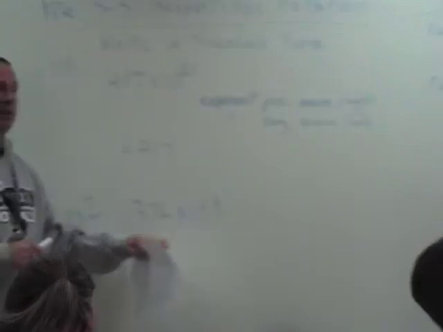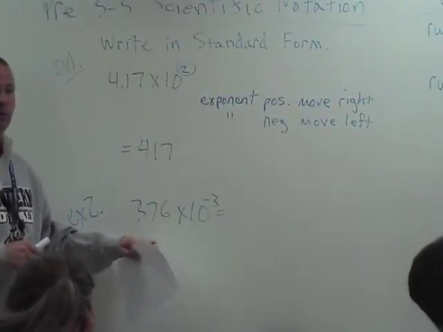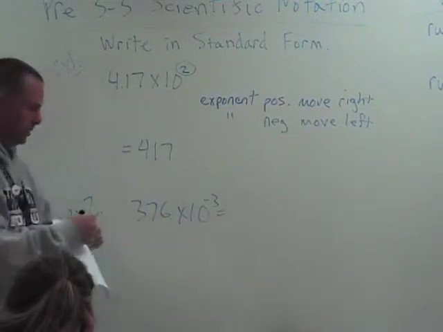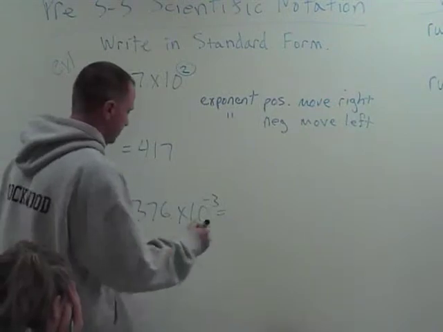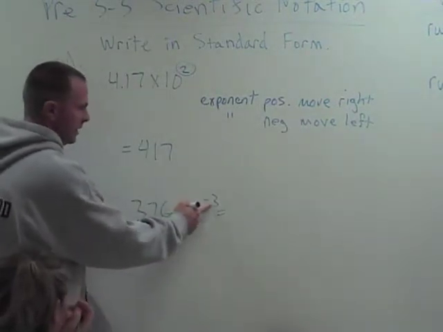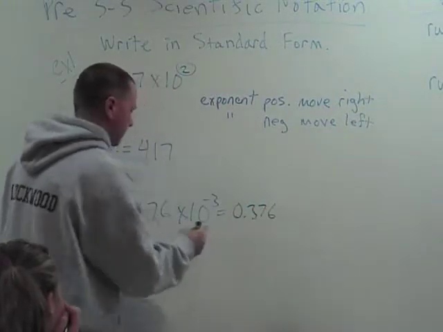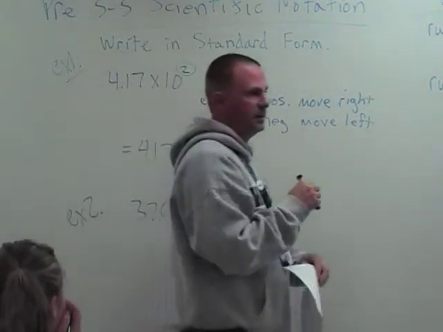376. First of all, where's the decimal? After the 6, because if you don't see it, it's always at the end. All right. Good. It's 0.376. Yeah. But it's negative. We move it to the left 3 places. So 0.376. All right. So I think everybody doesn't have a problem with that.